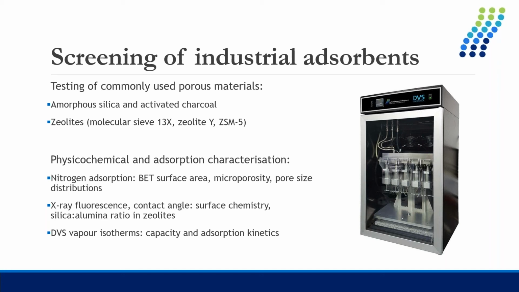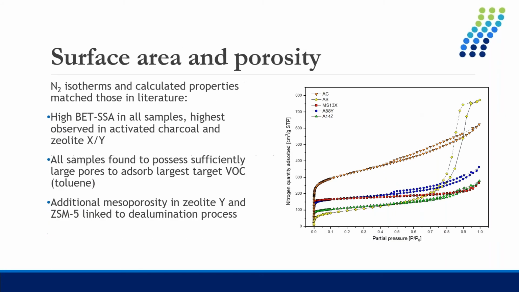We characterized their physical properties using nitrogen adsorption, so we're looking at BET surface area, the level of microporosity in the material, and their pore size distributions. We used techniques such as X-ray fluorescence and contact angle for measuring the silica alumina ratio in the zeolites, which directly affects the surface chemistry of the material. And finally, we used DVS vapor isotherms to calculate the capacity and the adsorption kinetics these materials have for a variety of different volatile compounds in the vapor phase.